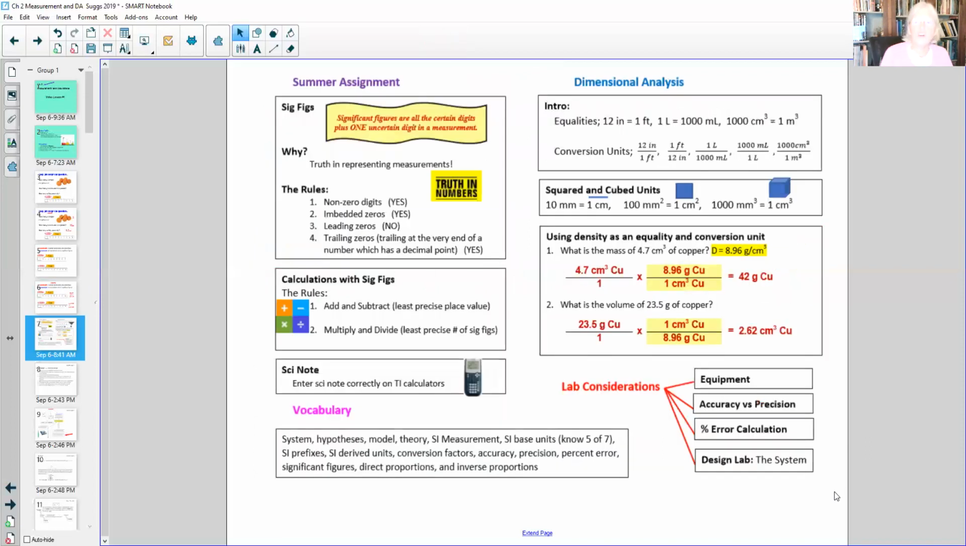So on the cover of your class packet, you have a concept map, and it just keeps you grounded as to what we're doing in each lesson. In today's lesson, we're going to be looking at sig figs, calculations, and equipment.